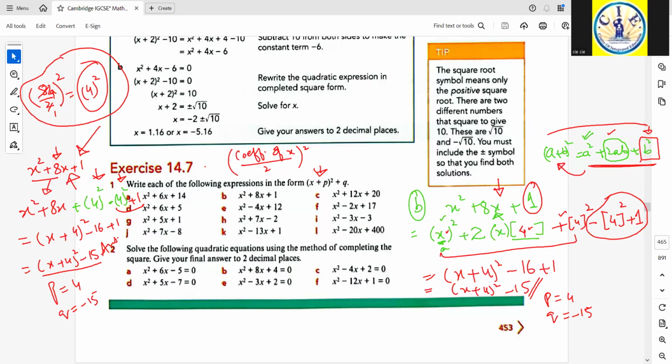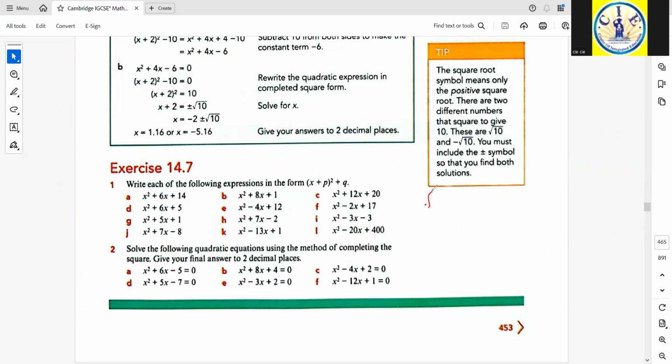Now let me solve its part f, for example. x squared minus 2x plus 17. The square of x is there, then there is a negative sign, so the second identity is going to be used. That means negative 2 times the first term is a, that is x, that is this.